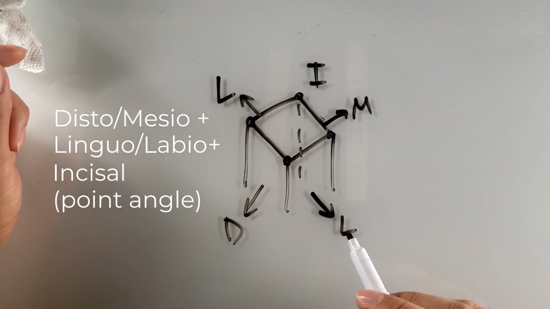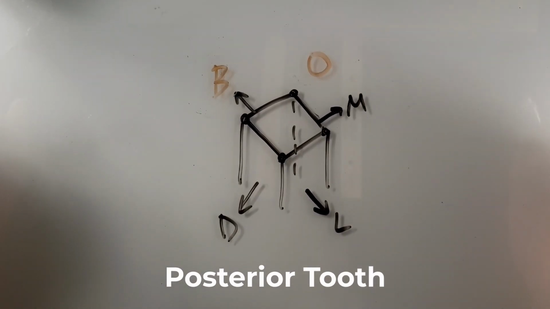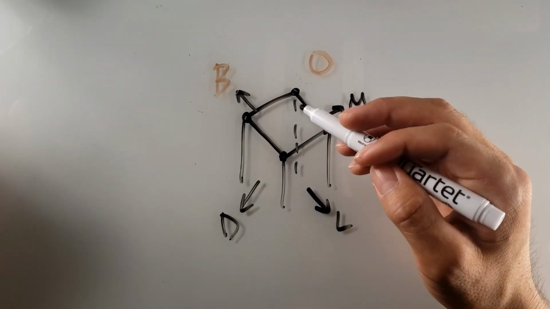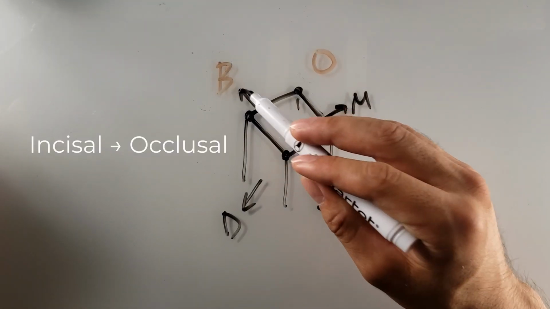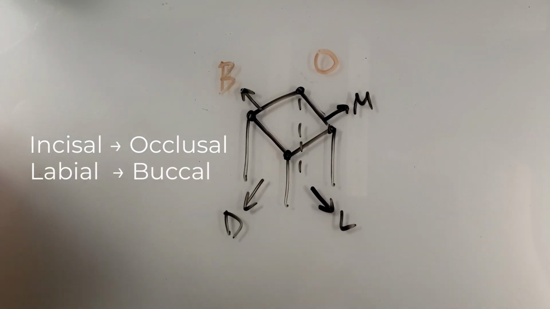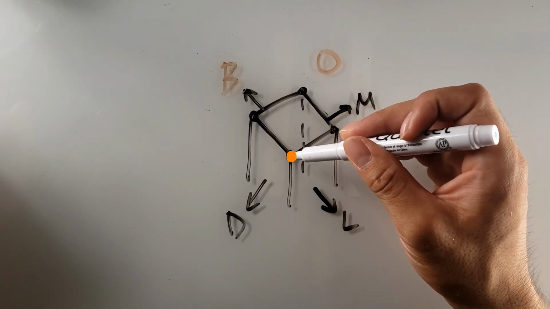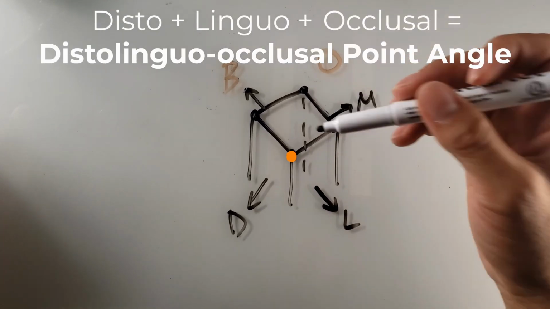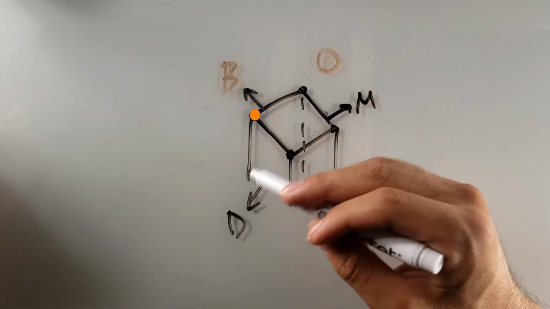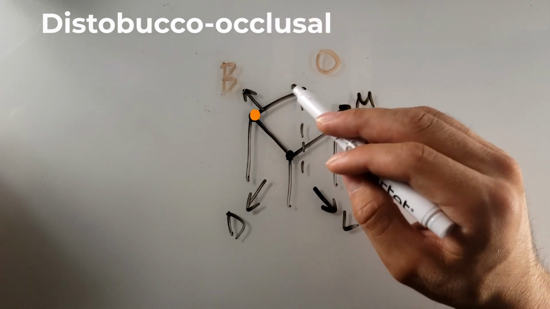Now, what about for a posterior tooth? So the only thing that changes is the top is going to be referred to as the occlusal, and the front part is going to be referred to as the buccal. So now, again, we only have 4 point angles, so this one would be the disto-linguo-occlusal point angle. This would be the disto-bucco-occlusal point angle.